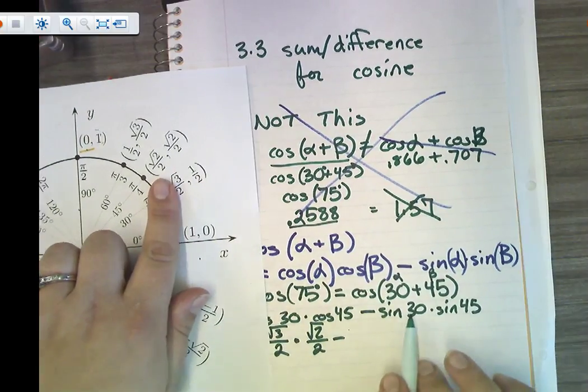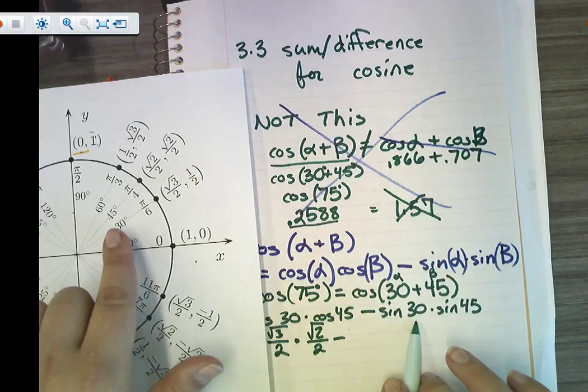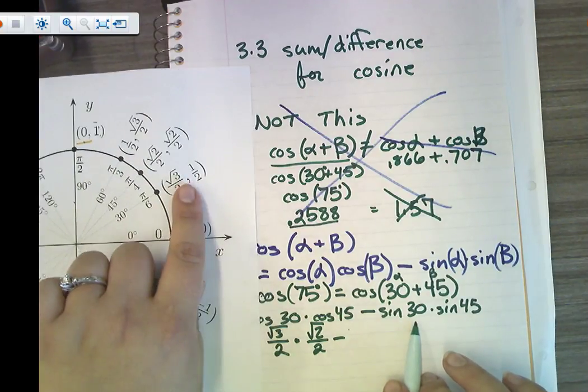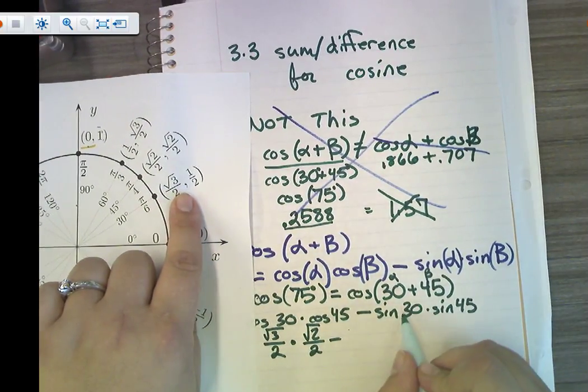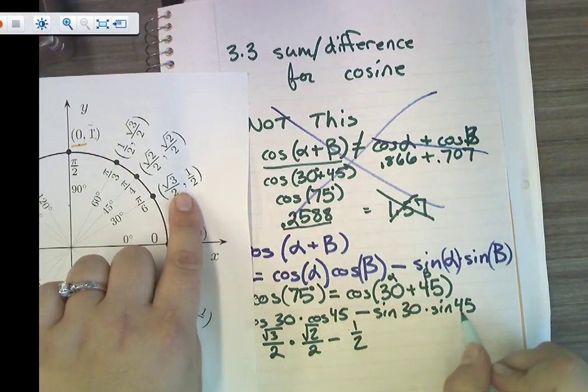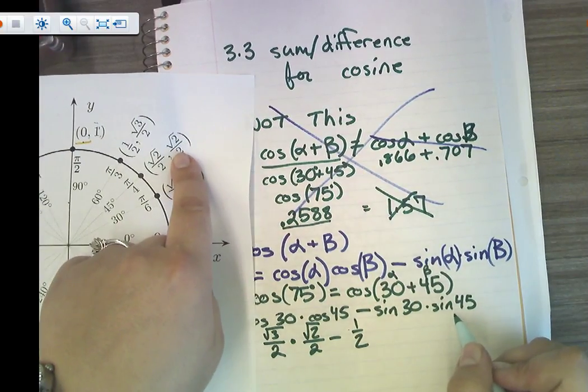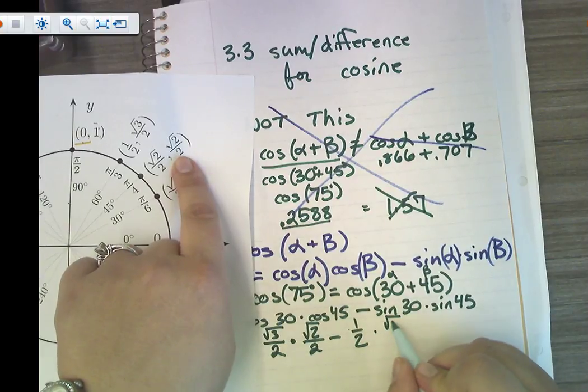Minus, then I'm going to need the sine of 30. So come back here to 30. 30 is a y, sine is a y. So minus sine of 30 is 1/2. Sine 45, come up here, use my y value, square root of 2 over 2.